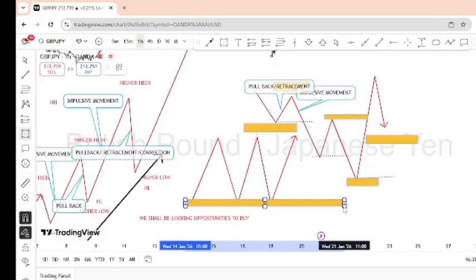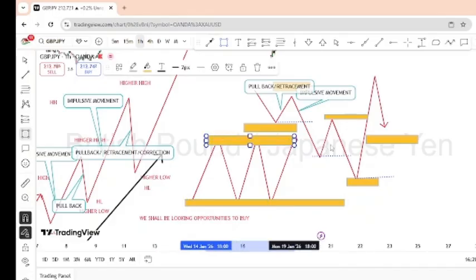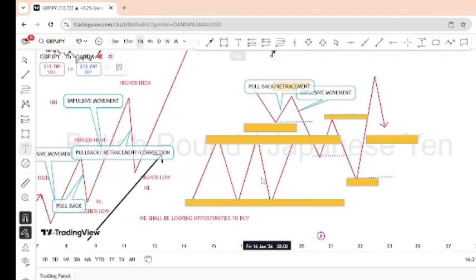Then you're having a resistance here. So I said when the market is beginning to move between a fixed resistance and support, it is said to be a ranging market. It is a ranging market. This is what we call a ranging market, or a sideways market.